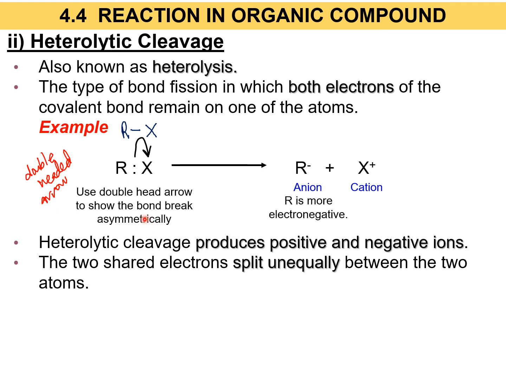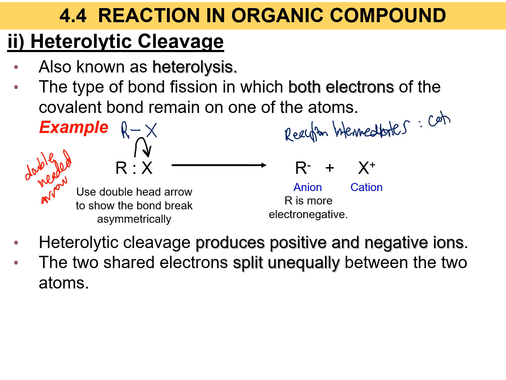Double-headed arrow ni is to show that bila kita buat bond breaking, tak sama rata asymmetrically. And how about the products? The products ataupun the reaction intermediates that you will get hasil daripada buat bond cleavage secara heterolytically adalah anion dan juga cation. So itulah dia punya reaction intermediates dia ataupun produk dia.